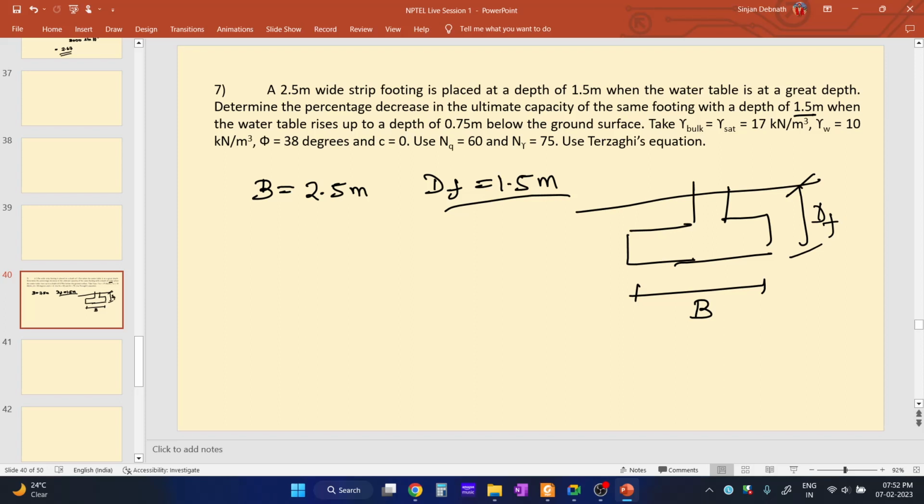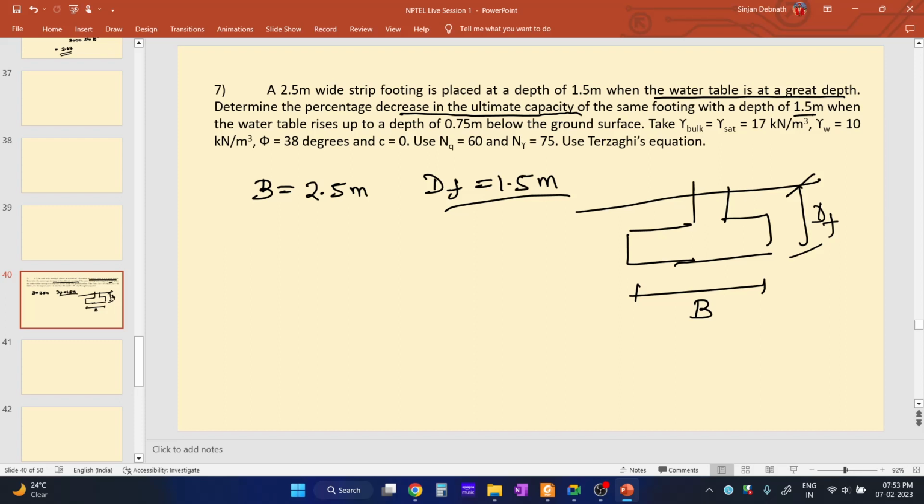When the water table is at a great depth. So in the first case, the water table is at a great depth. We need to determine the percentage decrease in the ultimate capacity of the same footing with depth of 1.5 meter when the water table rises up to a depth of 0.75 meter below the ground surface.